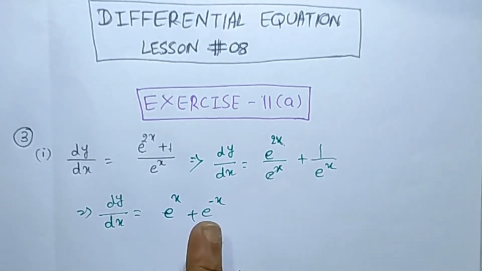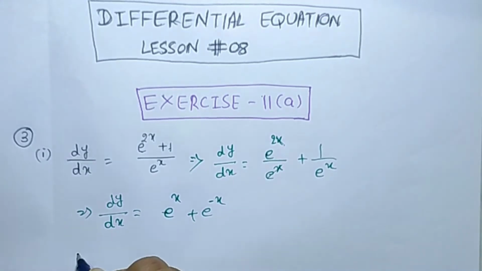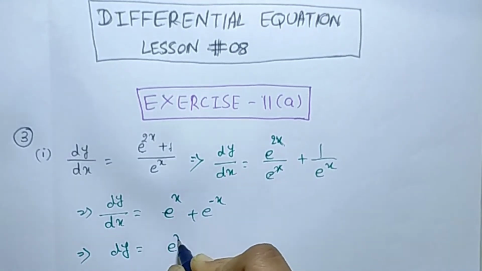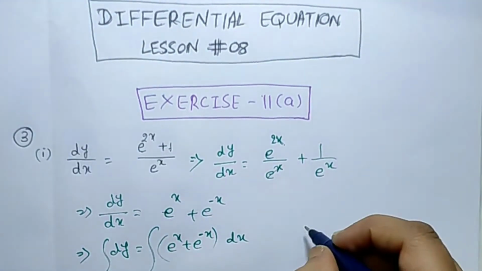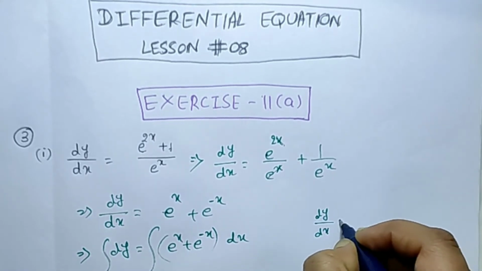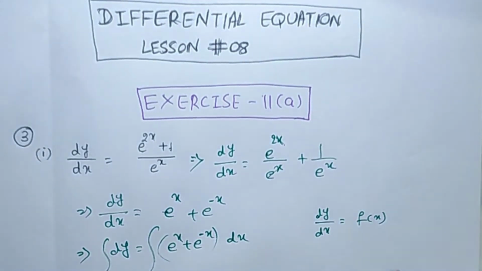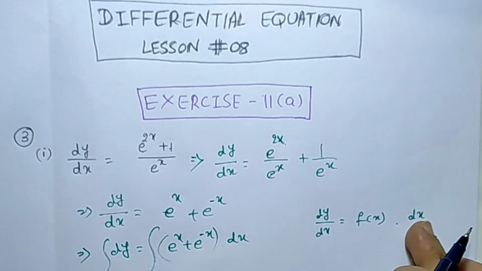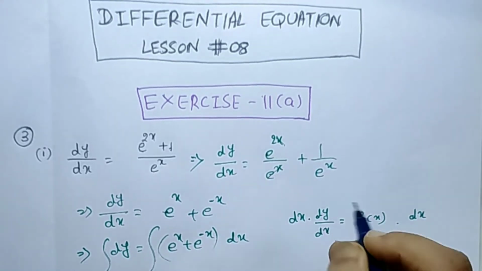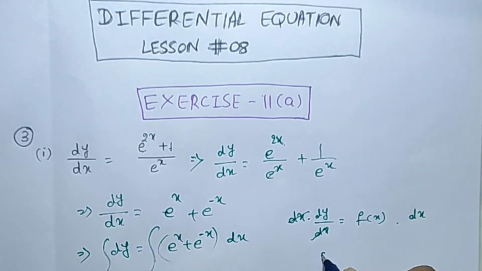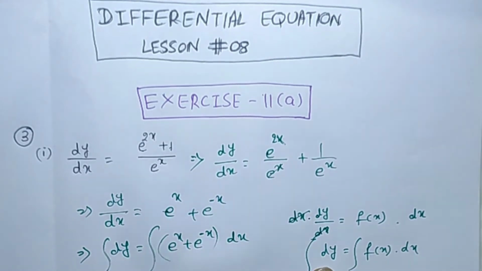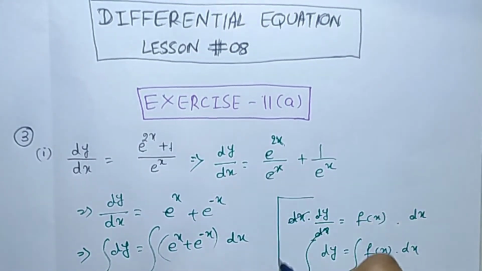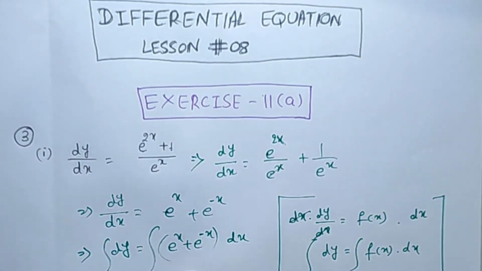Now this is a function of x, so we have to integrate both sides. How can we integrate? dy is equal to (e power x plus e power minus x) into dx. Now integrating. Okay, see, we are given dy by dx is equal to f of x, so we know we can integrate this f of x with respect to dx. So if I multiply dx on this side, then I can also multiply dx on both sides. Now this dx is cancelled out, and dy is equal to f of x into dx. Now integrating both sides, I can find y. In the same way we are doing this problem.